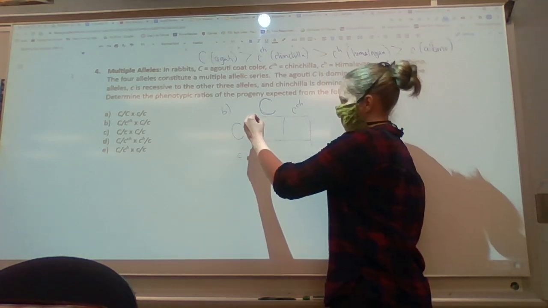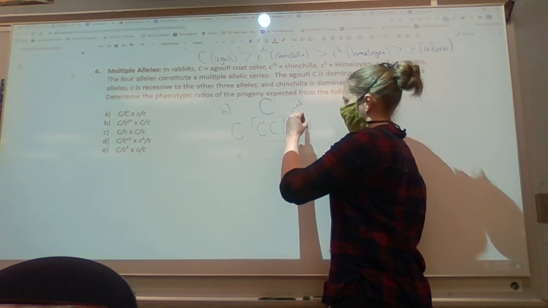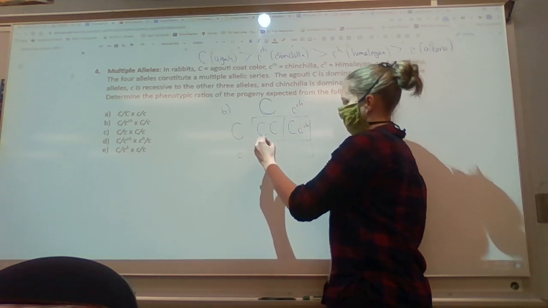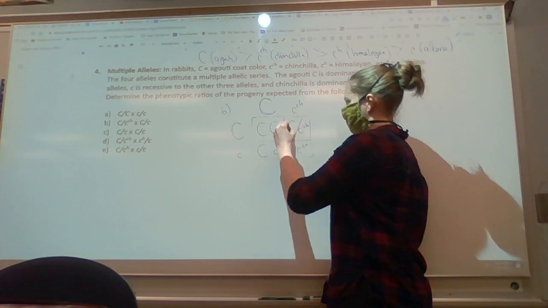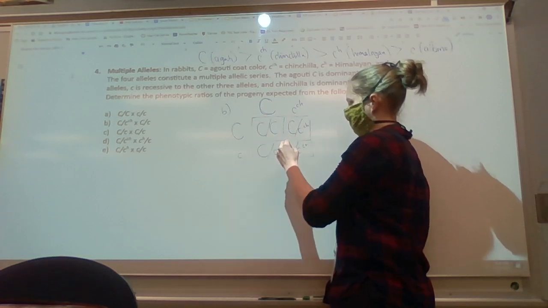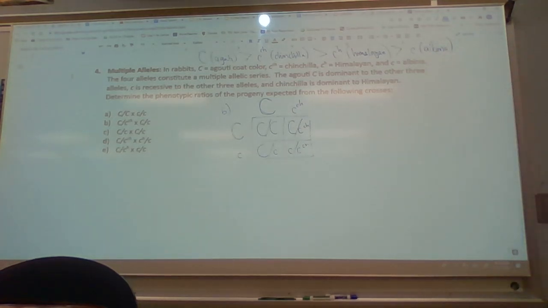So if you fill in that square, you would get something like this. If it's helpful, you can put the slashes between them. A lot of times we put the slashes just to denote that difference where one ends and the other one begins.